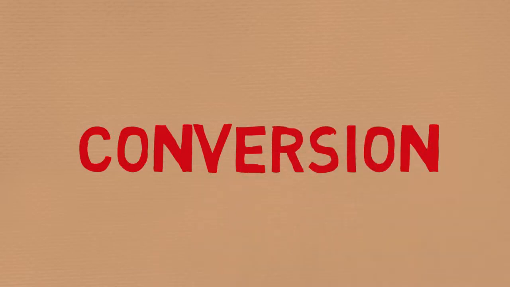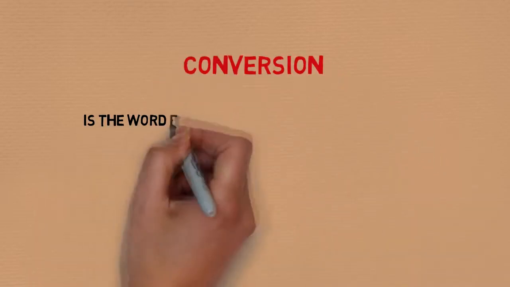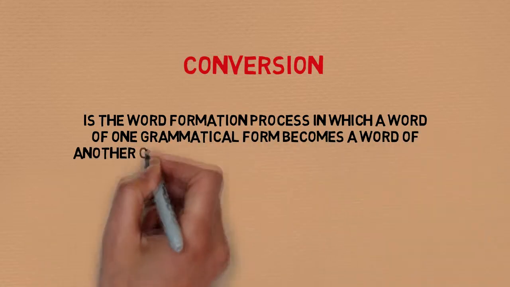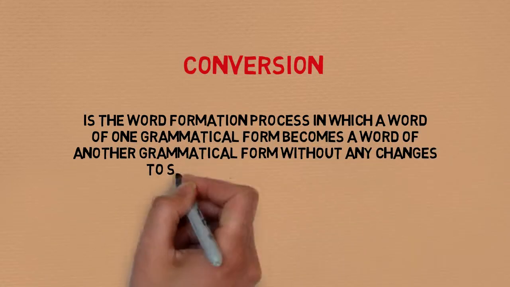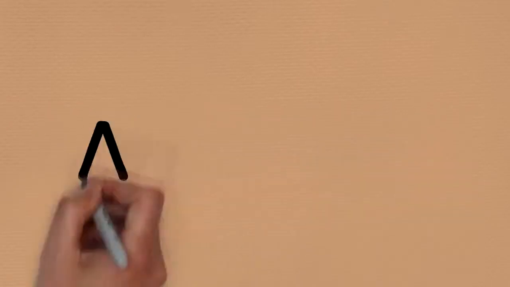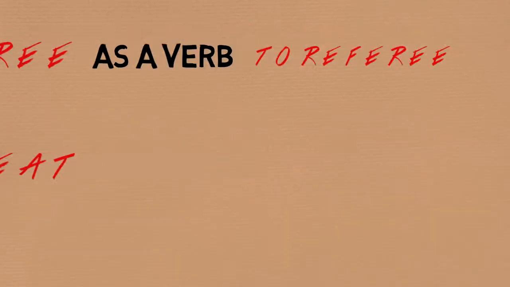Conversion is the word formation process in which a word of one grammatical form becomes a word of another grammatical form without any change to spelling or pronunciation. Example: as a noun, referee; as a verb, to referee; as a verb, to sheet; as a noun, sheet.